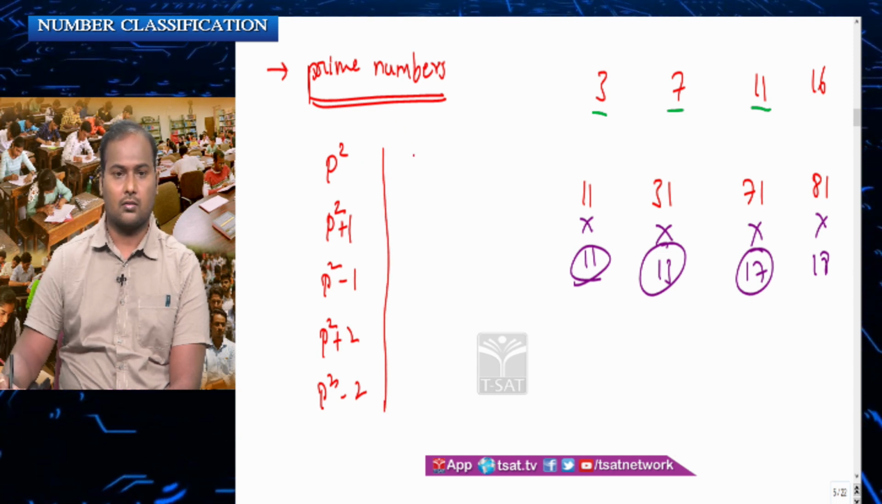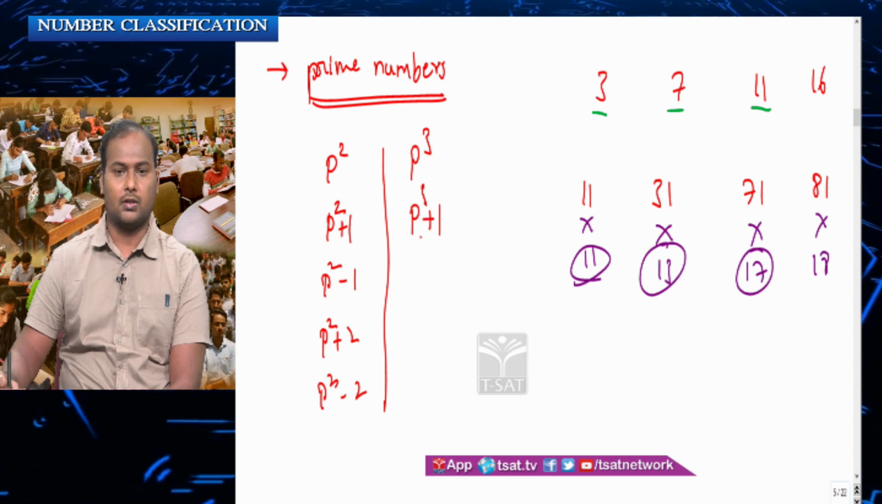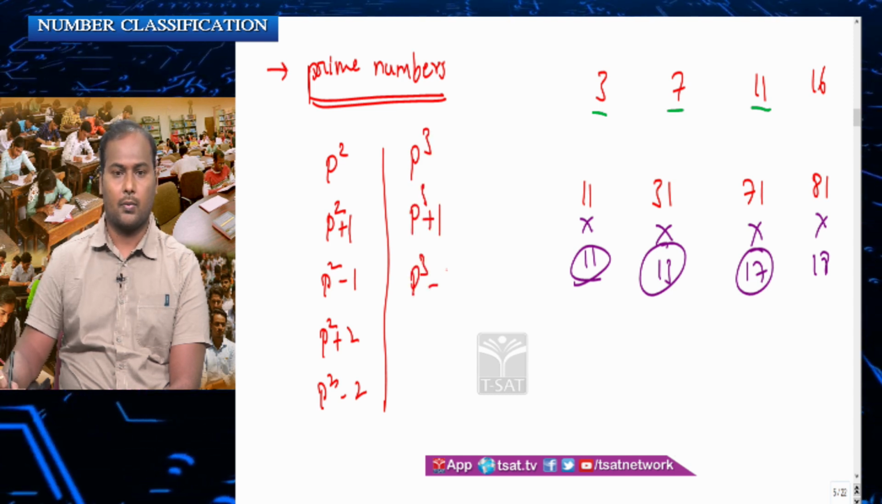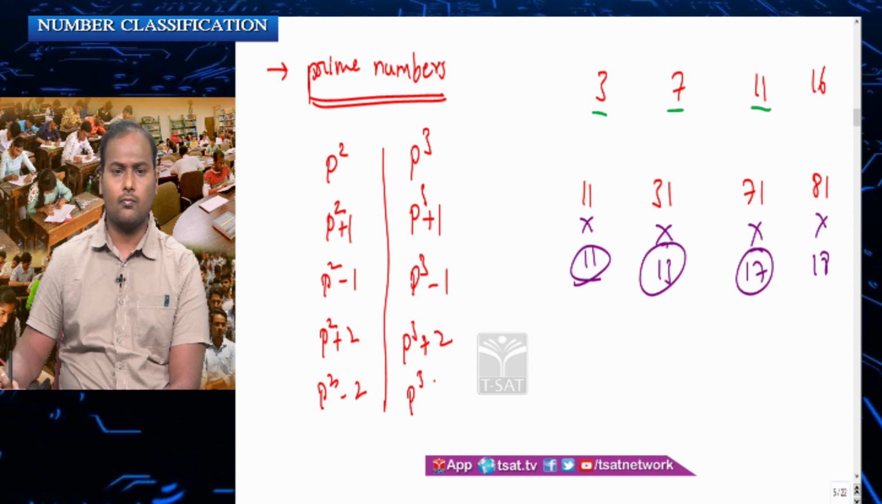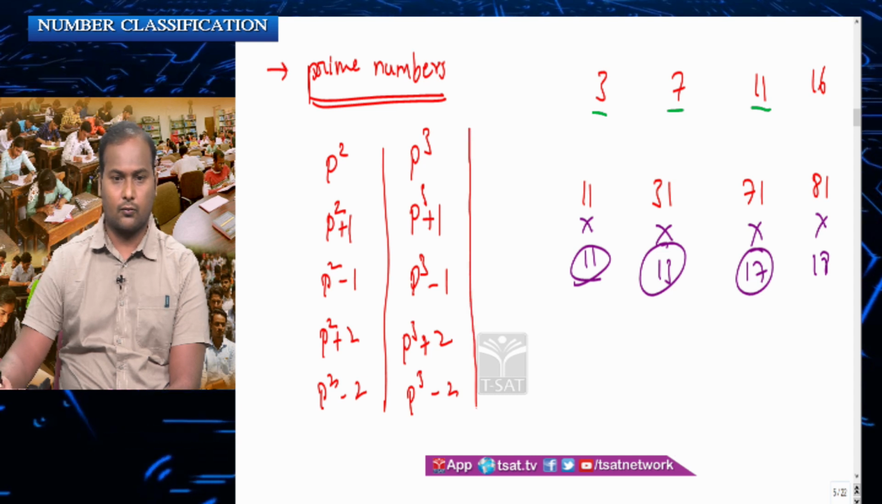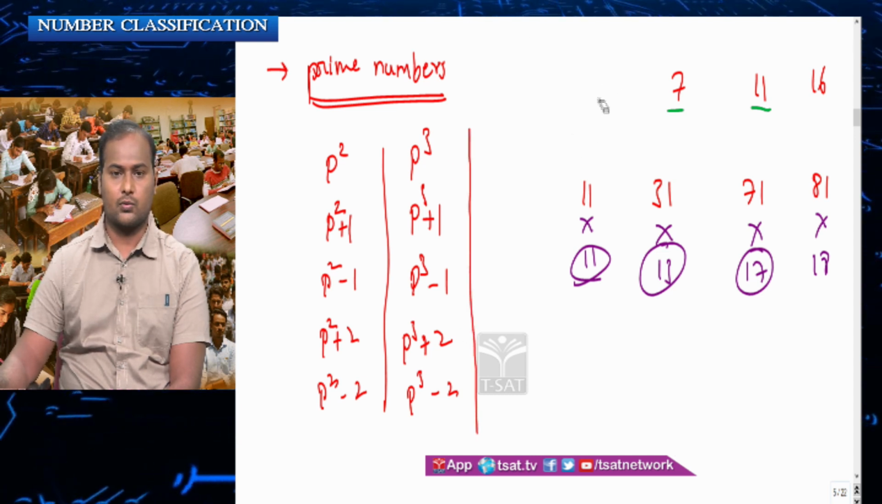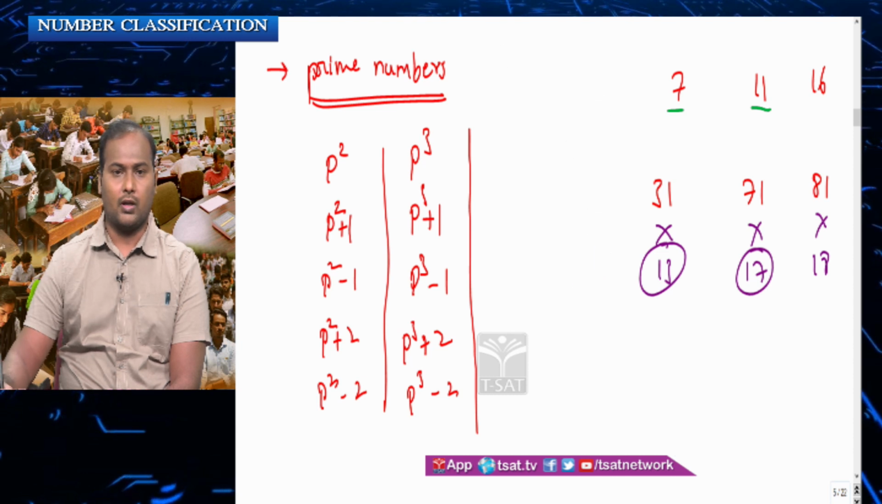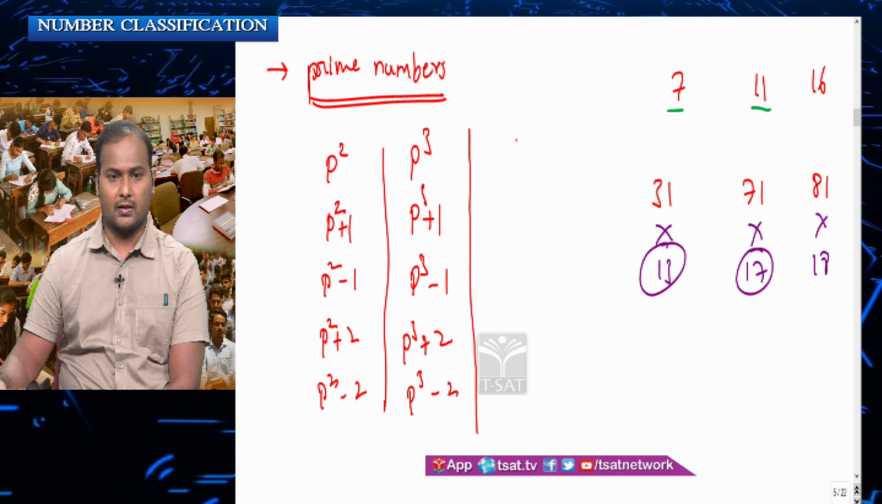He may even ask prime cube, the values near the prime cube, that is prime cube plus 1, prime cube minus 1, prime cube plus 2, prime cube minus 2. I am describing the different types of questions he may ask in the exam. These are very important. If you know these numbers very well, it will take very little time to analyze in the exam.